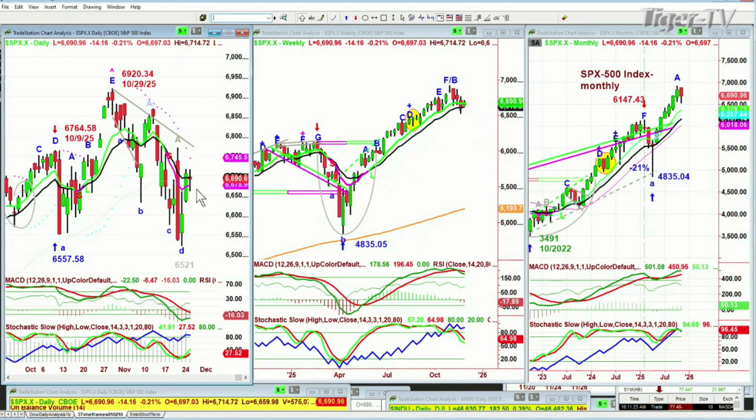And the 9-period moving average has a long way to go. So this is a work in progress. That's why I don't think at this particular point I can call it a V-shaped turnaround. Okay, got that out of the way.